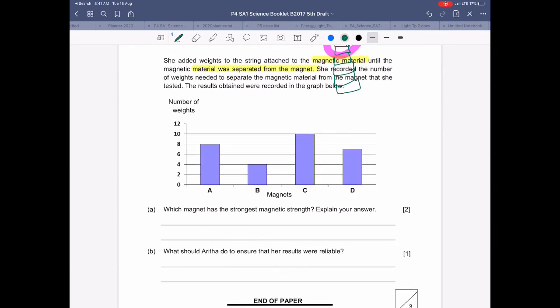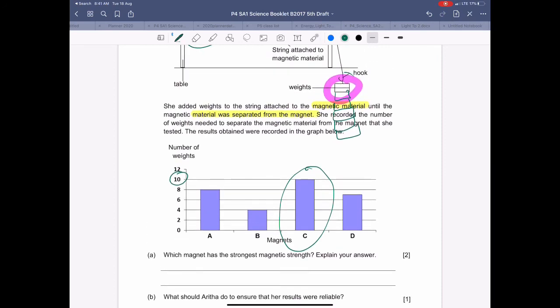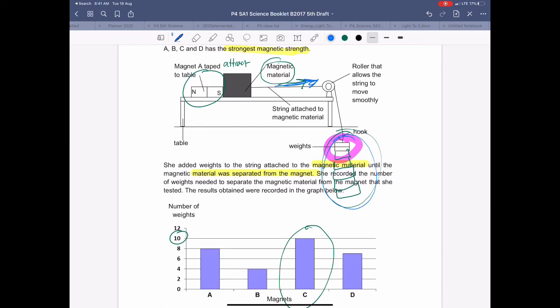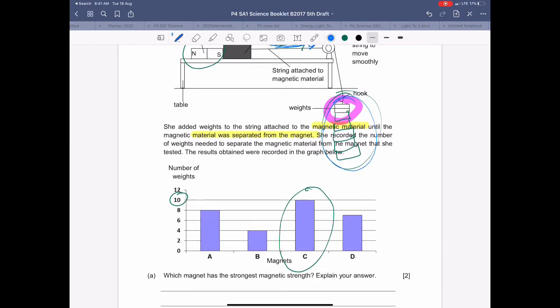So the question asks, which magnet has the strongest magnetic strength? Very straightforward. Your answer should be C, because it requires the most number of weights to be added over in this area here, in order to separate the magnetic material away from your magnet.